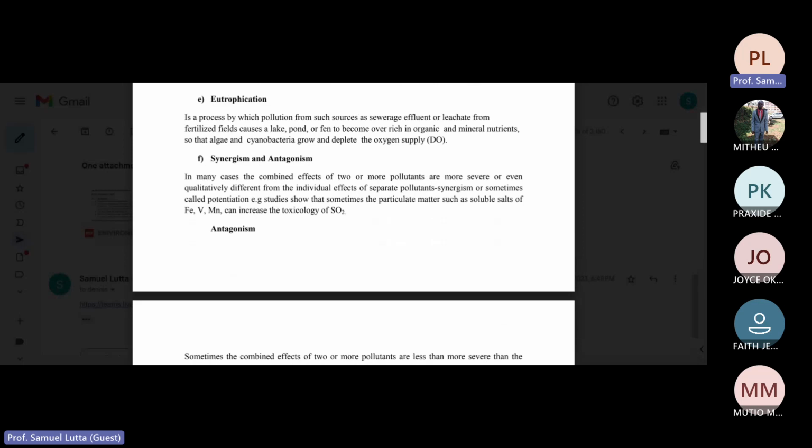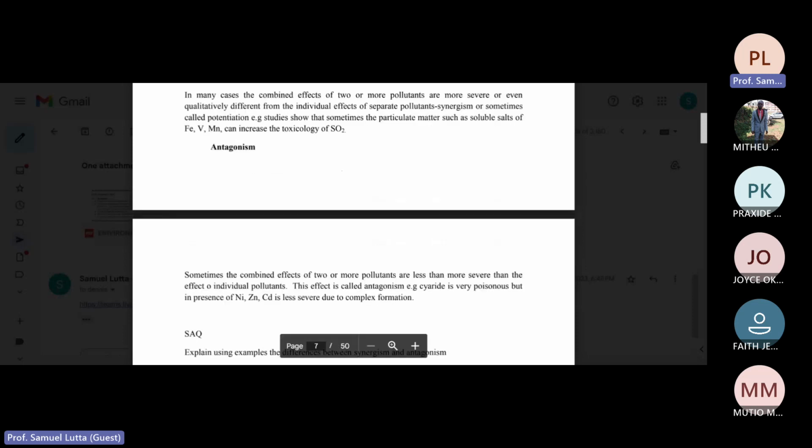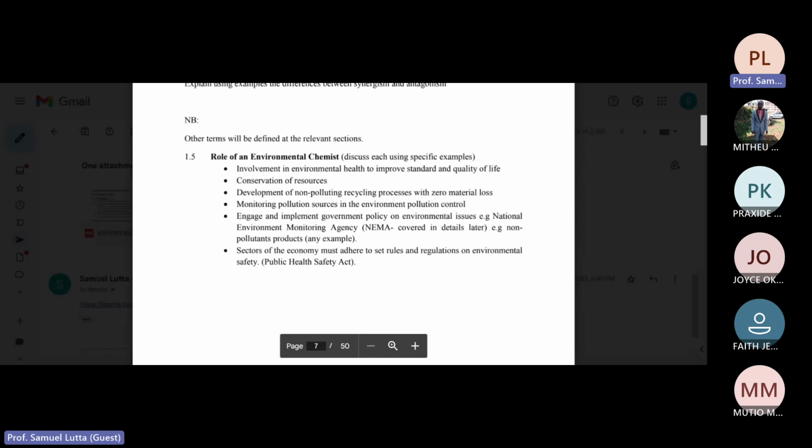And then we talked about the two effects, synergism and antagonism. To antagonize means to act in the opposite direction, reducing the effects. So there are some pollutants, when you mix them together, their effects can be enhanced. When the effect is enhanced, we talk about synergism. When the effects are opposing each other, we talk about antagonism. So they antagonize each other. So I think that's what you wanted to know there.